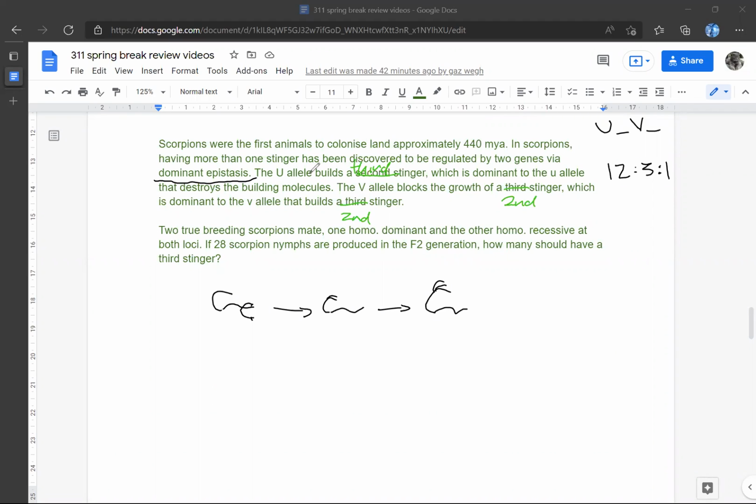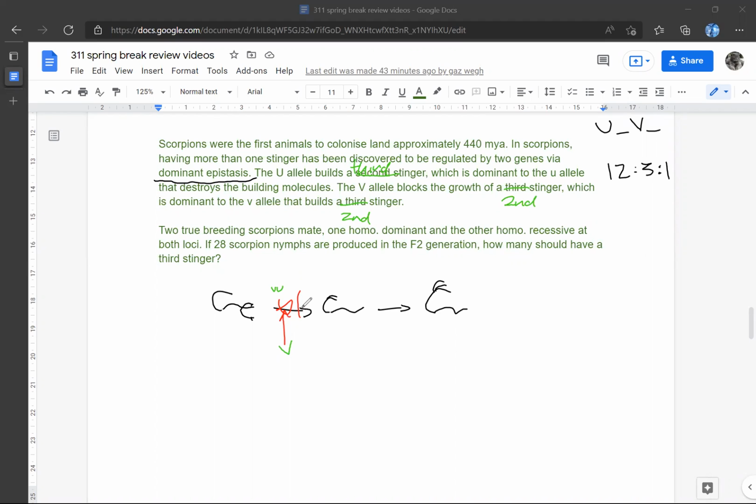So if we have a capital V allele, we see that this is going to block the growth of a second stinger, as opposed to a recessive V allele, which does successfully build a second stinger. So having lowercase v's will allow us to continue along the chain, but having an uppercase V is going to block and stop us in our tracks.